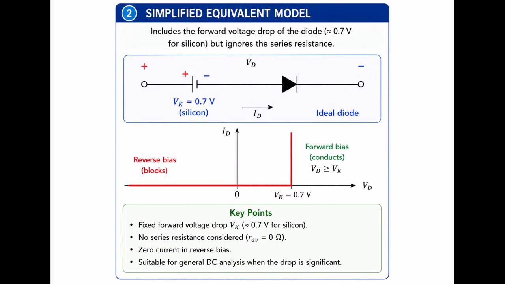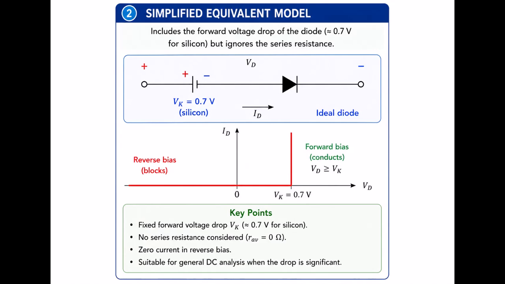The polarity of this voltage source opposes the applied forward voltage. Therefore, the external voltage must first overcome this 0.7 volt barrier before the ideal diode can conduct. Now consider the characteristic curve. In reverse bias, the diode blocks current, just as in the ideal model. Therefore, the reverse current is assumed to be zero.